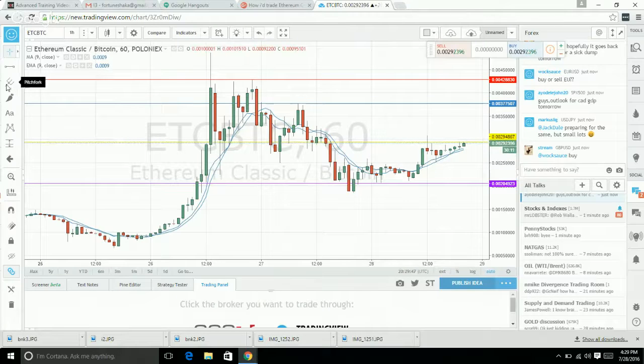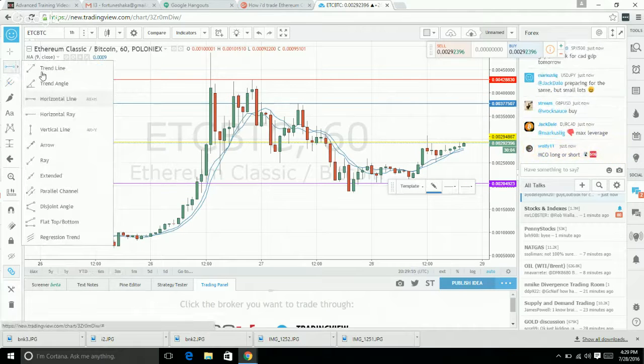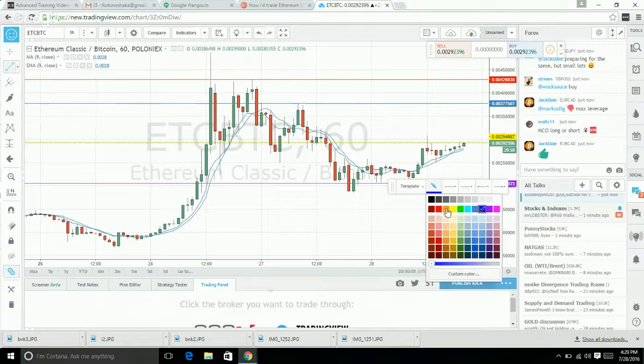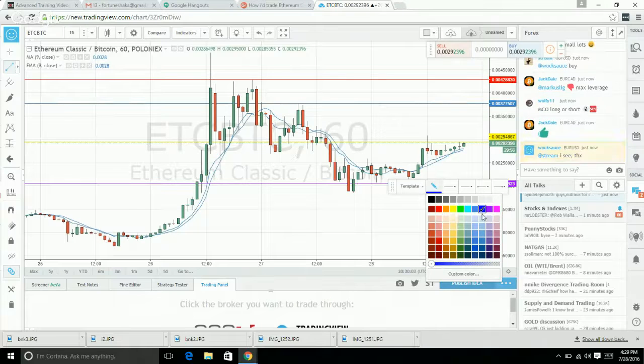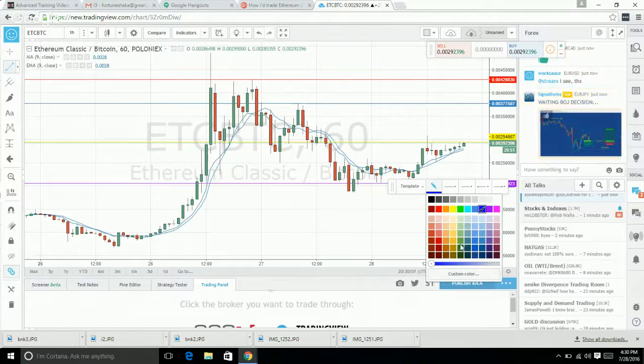Let me add a trend line for you guys. Trying to find some good colors for you guys so you can really see what's going on. Let's do green.